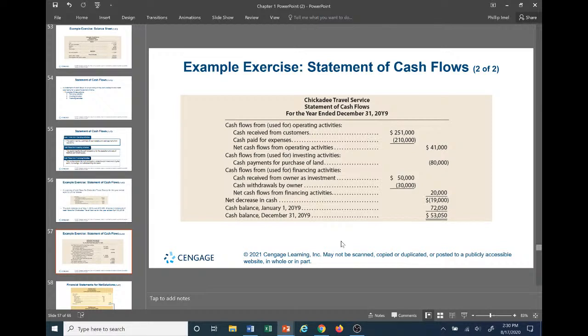A withdrawal from an owner. That's also a financing activity. It's going to reduce it. So the net cash flows from financing activities will be $20,000. From there, we can find out what the net increase or decrease in cash is from the three different types of activities: the operating, investing, and financing activities. We can see here. 41,000 positive for the operating, 80 negative for the investing, and 20 positive is going to give us the net decrease in cash of $19,000, because 41,000 minus 80,000 plus 20,000 is negative $19,000. So it's a net decrease in cash. Okay, so there's the change in the year between the different types of business activities, whether it be in operating, investing, or financing.